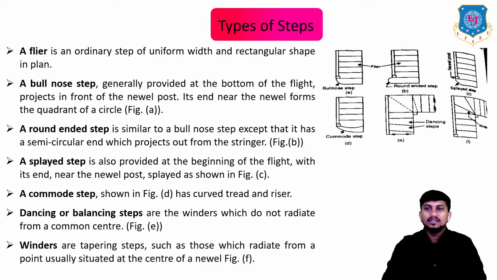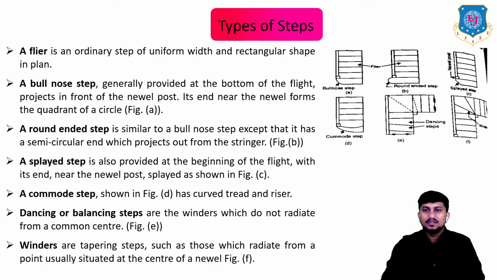Third is round-ended step. It is similar to bull-nose step except that it has a semicircular end which projects out from the newel. You can clearly see in figure B. Next is split step. It is also provided at the beginning of the flight with its end near the newel post. You can clearly see the split portion of step in figure C.